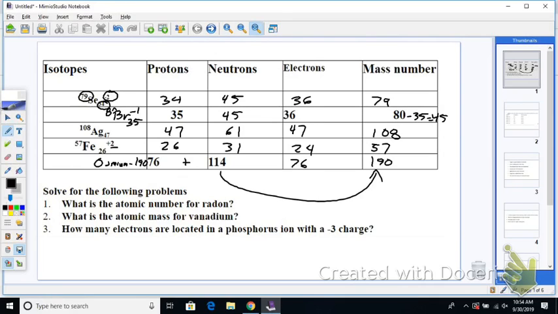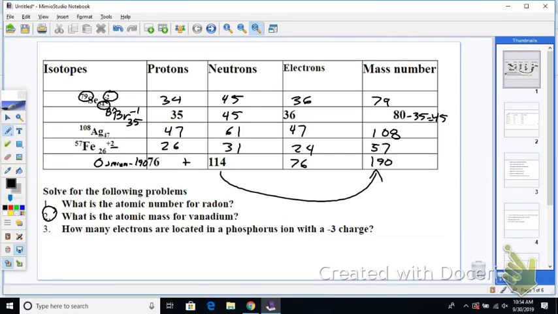Yes? So when it comes to this, we're not going to have to do anything with the atomic weight, though? You will on question number 2 here. What is the atomic mass of vanadium? So when you look at vanadium, that would get you your atomic mass. So that would be 50.9415.